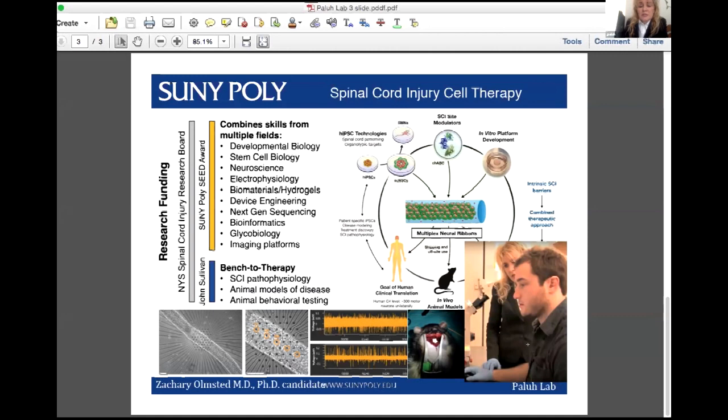This is my student, Zach. He's an MD PhD student. So SUNY Poly has a great program with SUNY Downstate, in which you can start your medical degree down there, come up here and do your PhD work, and then go back down and finish. And so then you're really a research physiologist, which is important. So we show you some electrophysiology images here and imaging to get at the upper part of the spinal cord.